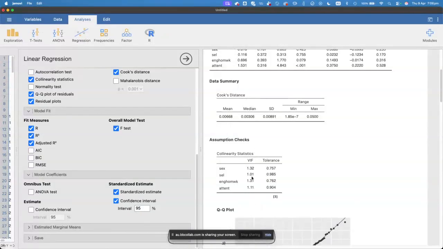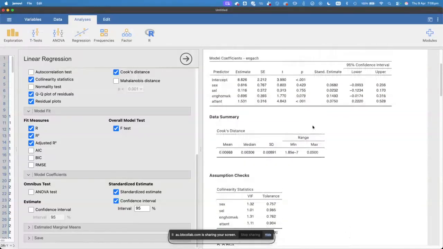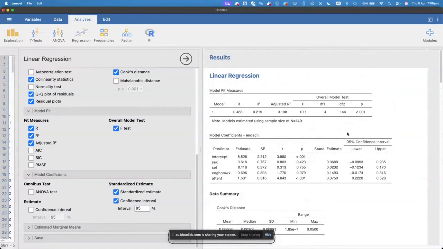Variance inflation factors less than 3, which is good, indicating no multicollinearity. Cook's distance less than 1, indicating no influential multivariate outlier. And then our model statistic is significant, indicating that the model fits the data better than the mean of English achievement. The variance is accounted for by these 4 variables. Adjusted R-squared is a little lower because it's about the population level.